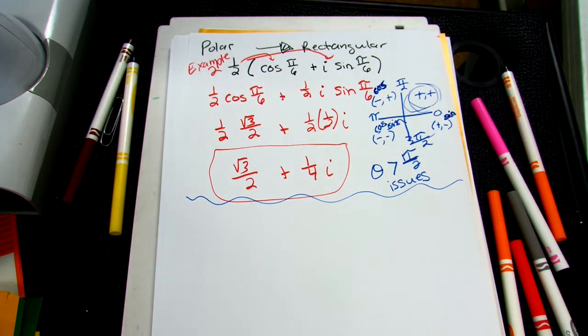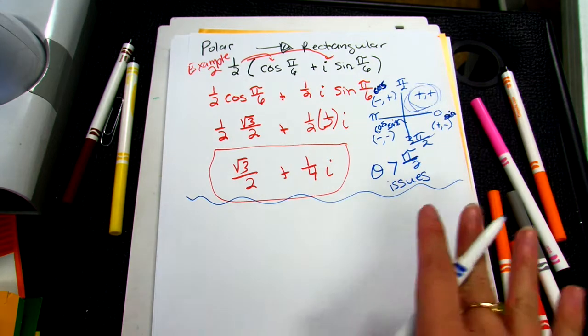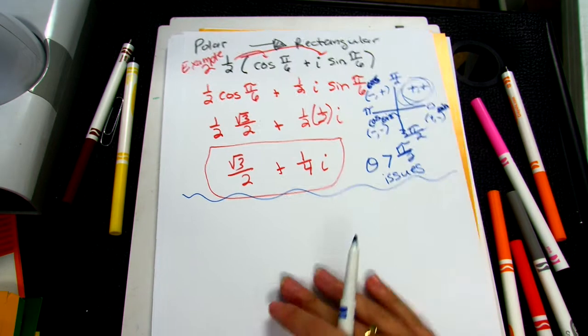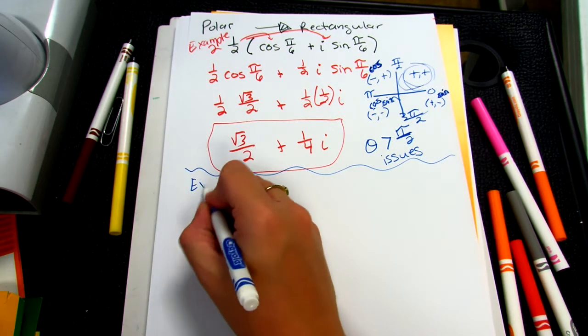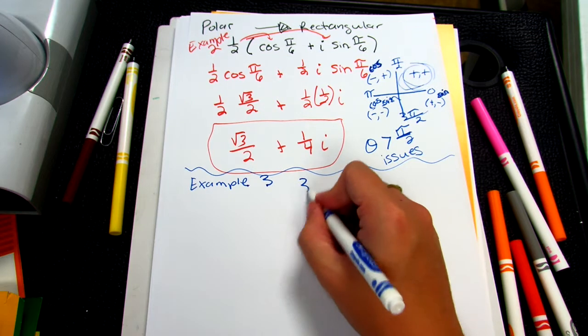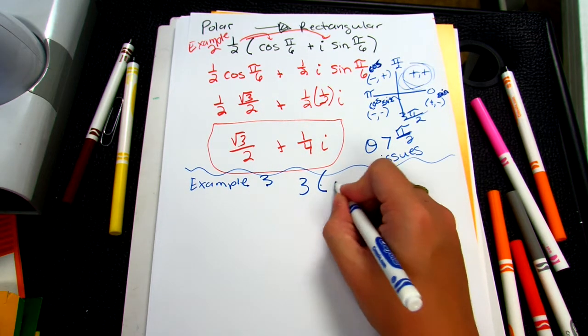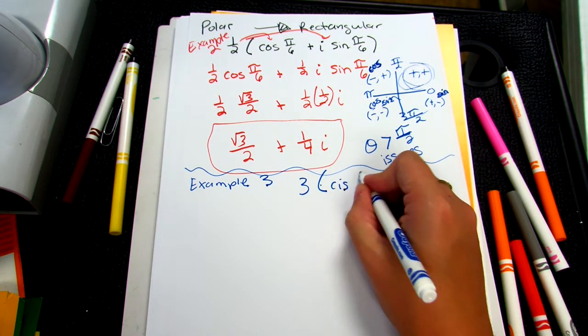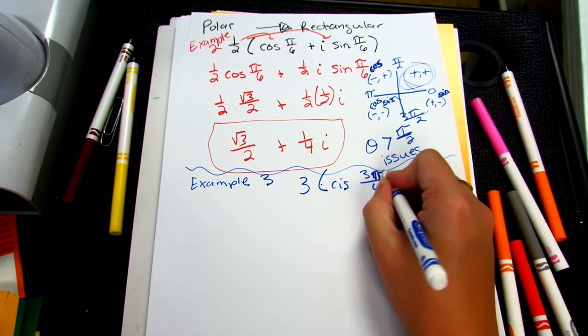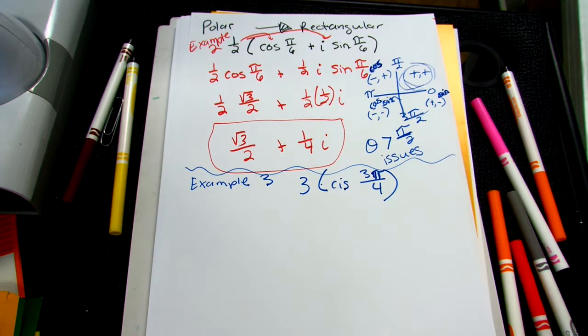Okay. All right, so now that we know where our issues are, let's do a problem where we have to be aware of the issues. All right, so for this example, example 3, we want to change 3 cis 3 pi over 4 to rectangular form, okay?